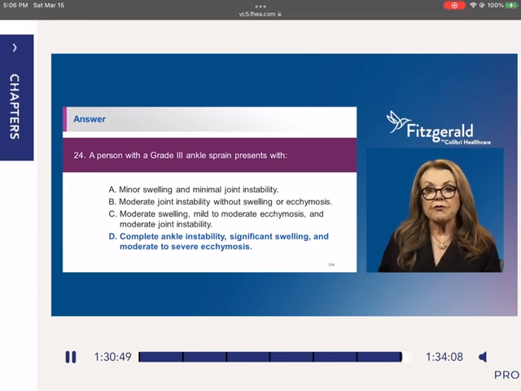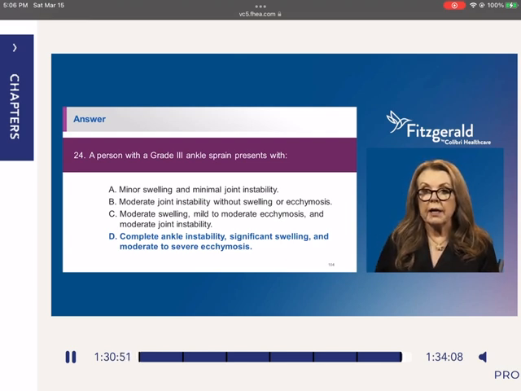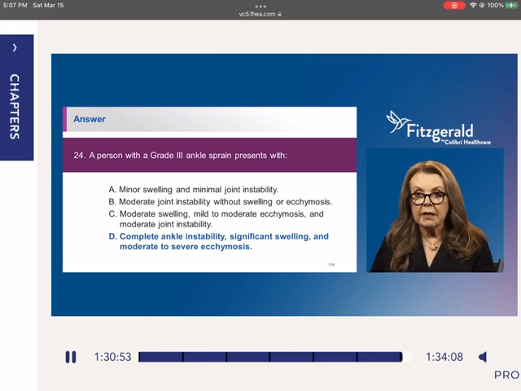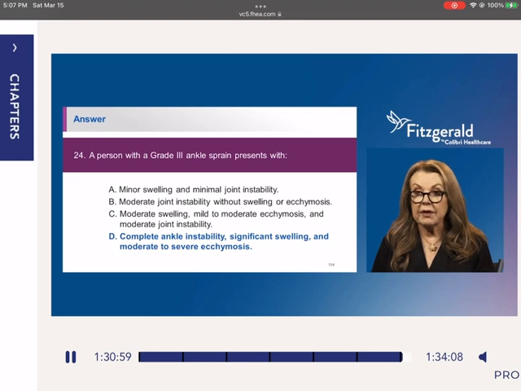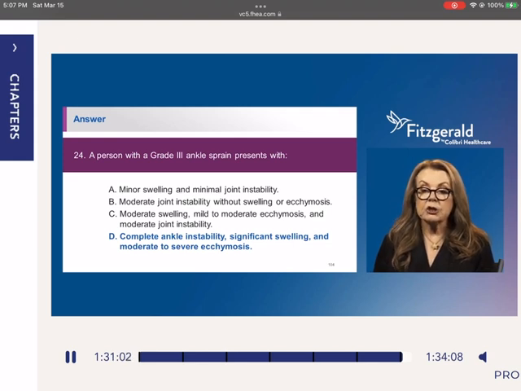Now, reflecting on grade 1, you're going to have minimum swelling, minimum ecchymosis, the ankle joint still going to be pretty stable. And it's not to say that it's any fun to have a grade 1 ankle sprain, but it's not as devastating as grade 2 and particularly grade 3.